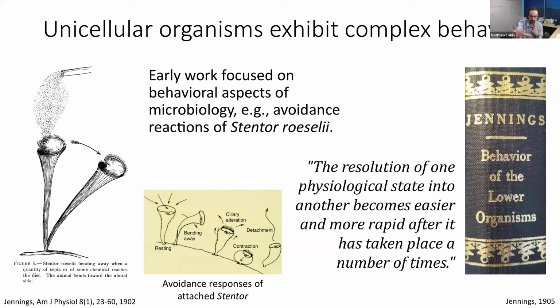And there's a whole range of these responses. So the thing will bend, it will try and reverse the beating of its cilia to get rid of the stimulus. It will contract. And then finally, if all else fails, it will detach. And one of the key claims in these early experiments was that the resolution of one physiological state into another becomes more rapid after it has taken place a number of times. And this is characterized as a kind of learning, right? In the cell, if you keep doing the same thing to it, it will respond more quickly over time.